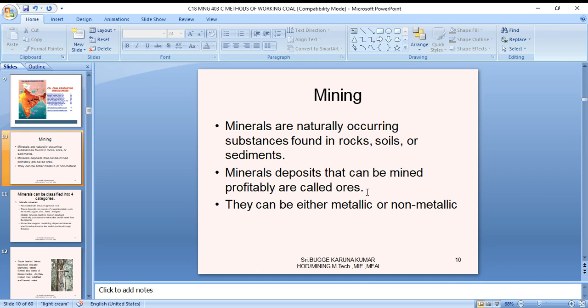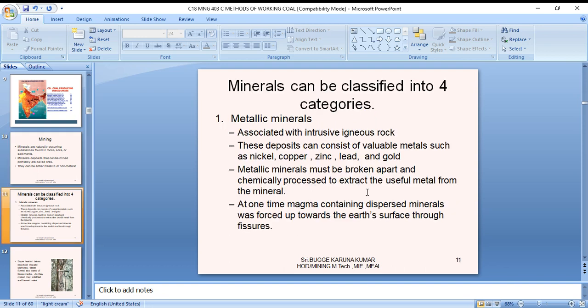Next, minerals are naturally occurring substances. Minerals are naturally occurring substances found in rocks, soils and sediments. Mineral deposits that can be mined profitably are called ores. They can be either metallic or non-metallic.